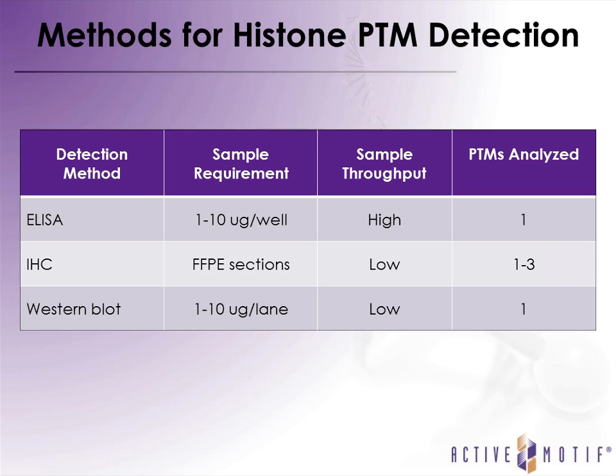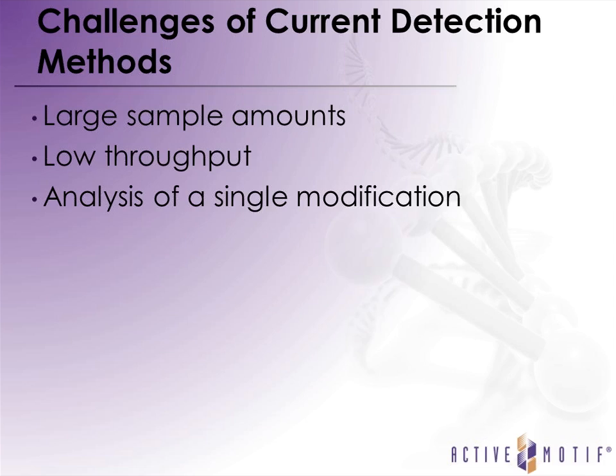Western blots, while technically simple, do also require large amounts of material, are low throughput, and again are limited to the analysis of a single mark in a lane or an entire blot. Collectively, the challenges facing global mark detection methods are that they require large sample amounts, are low throughput, and are limited to the analysis of a single modification. Because of these challenges, the mining of the wealth of information that can be obtained from the histone code and its dysregulation has been essentially limited to merely scratching the surface.